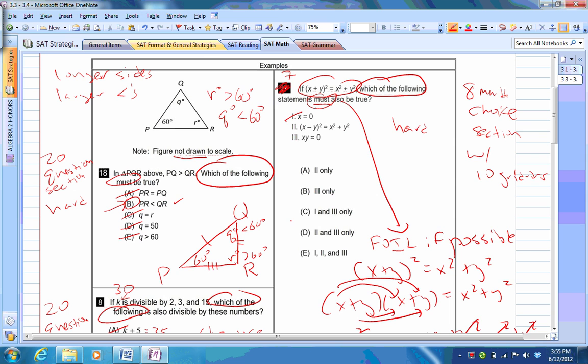If that could be true, then definitely you could go with Roman numeral 1, but they have the word must. So anything with Roman numeral 1 we eliminate. But definitely this is true. So anything with Roman numeral 3 we keep. So A is out. So now it's a matter of seeing if this has to be true.